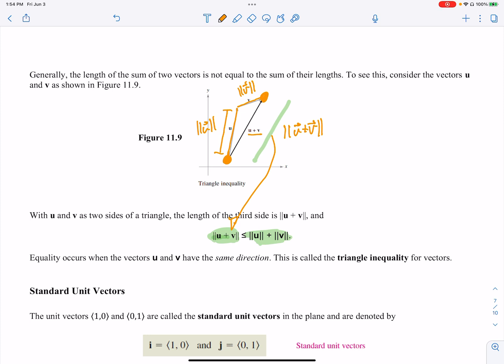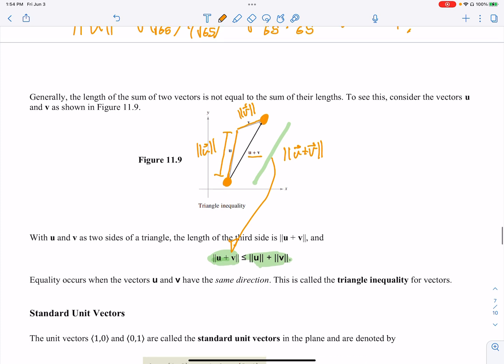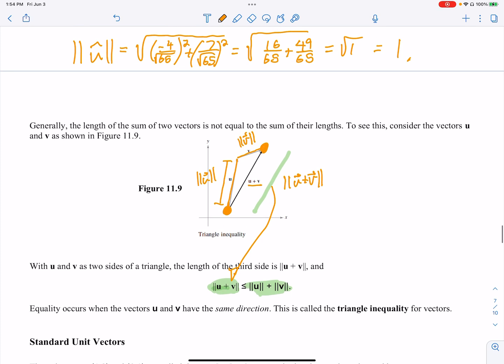We get equality though if they're in the same direction. This makes sense. If they're in the same direction, they would lie right on the line that connects the straight distance. All right, so that's it for this one.